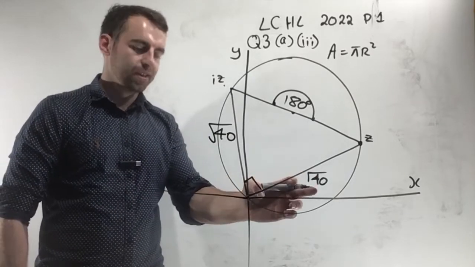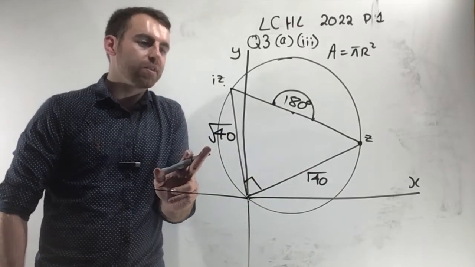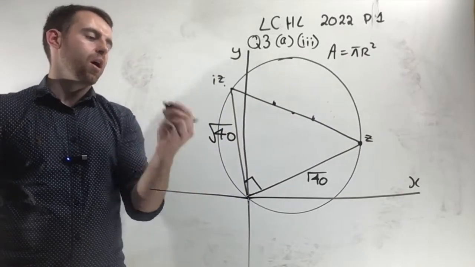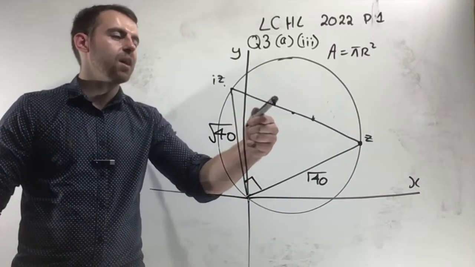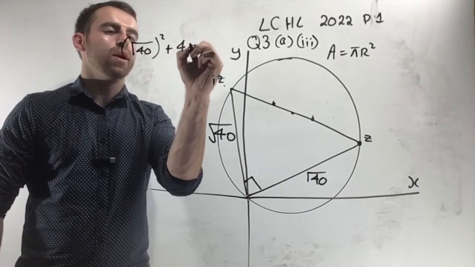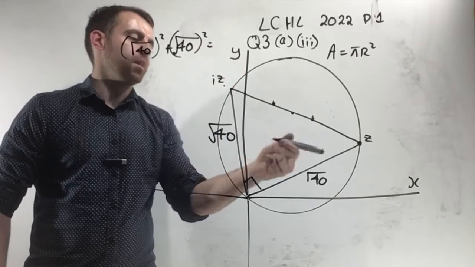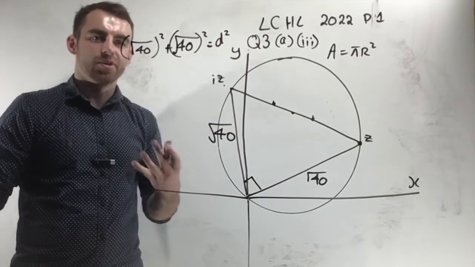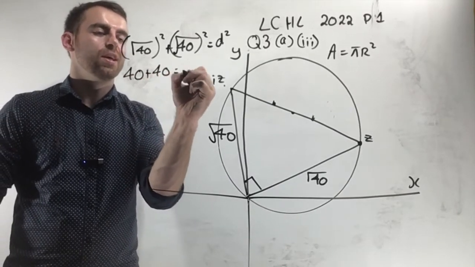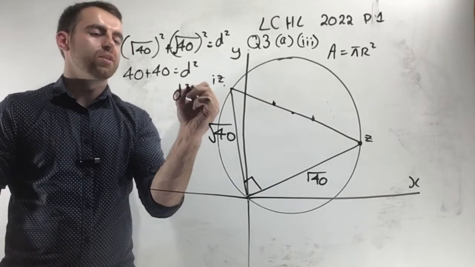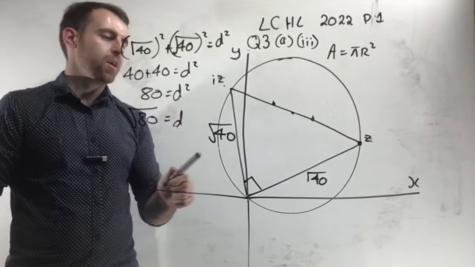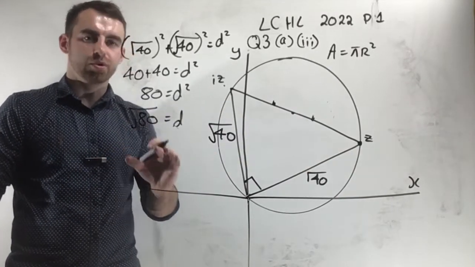Now obviously if I know this distance and this distance, I can use Pythagoras' theorem to get the hypotenuse of this right angle triangle. And that's really, really simple here. The root 40 and the root 40 are the smaller sides and the hypotenuse is the one I'm looking for. So if I sub into Pythagoras' theorem, I can see the square root of 40 squared plus the square root of 40 squared is equal to, let's call it d squared, the diameter squared. The square root of 40 squared is simply 40, so I get 40 plus 40 is equal to the diameter squared. In other words, the diameter squared is equal to 80, so the diameter is the square root of 80. The diameter of this circle is root 80.